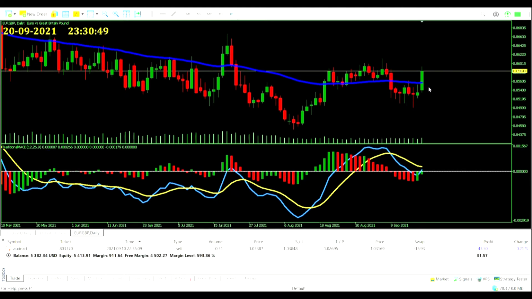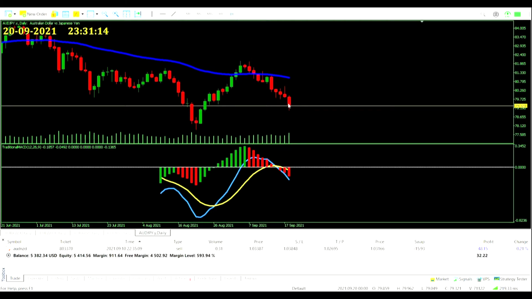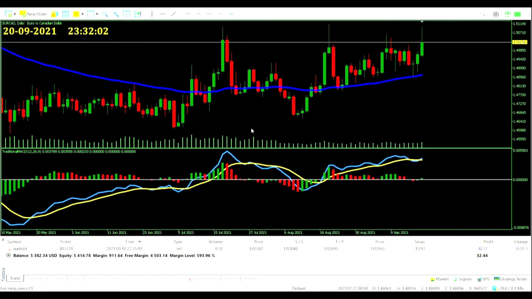The euro is gaining a lot against the Great British Pound as well today, not enough to push it above zero, but we could see that signal come in the next couple of days. Aussie dollar, Japanese yen looks like it would have been a winning trade if we were in it, or certainly very close. Still though, we have no signals apart from the euro Canadian dollar, so that is the trade we'll be getting in.